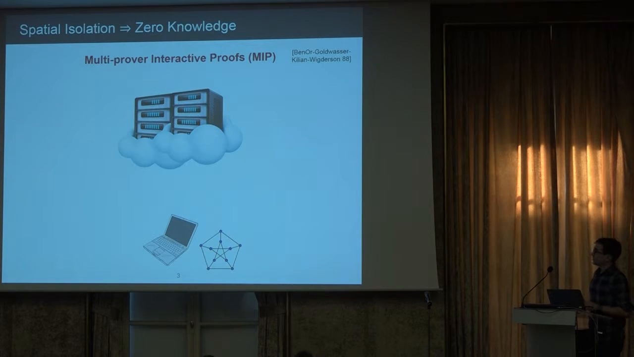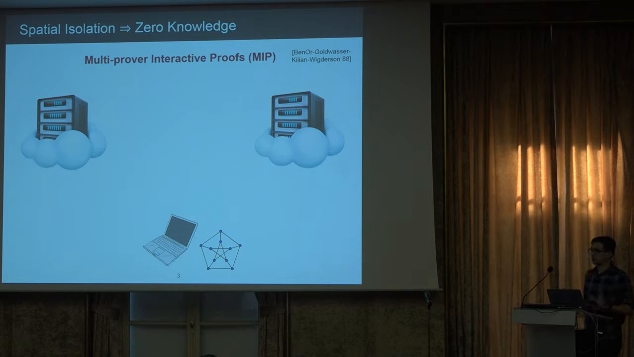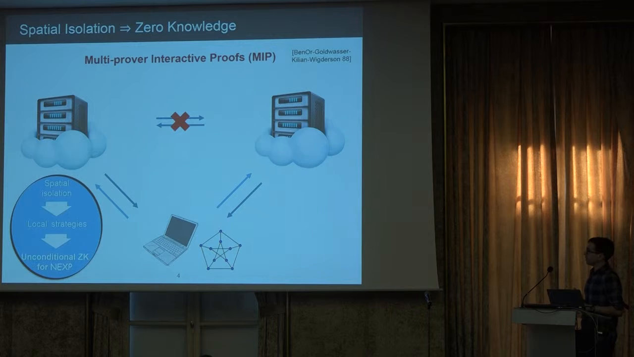Okay. So one thing that we can do if we're not happy with these cryptographic assumptions is modify the model slightly. So we are going to split the prover into 2 parts, and this is called the multi-prover interactive proofs model. And the idea is that the verifier can talk to both of the provers, but the provers can't talk to each other after the initial setup of the game. And in the classical case, we say that spatial isolation implies that the prover strategies are somehow local.